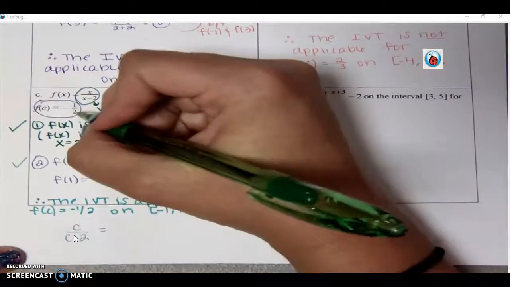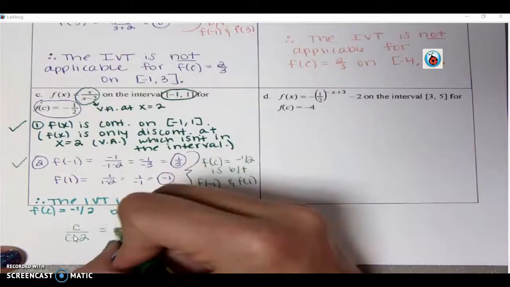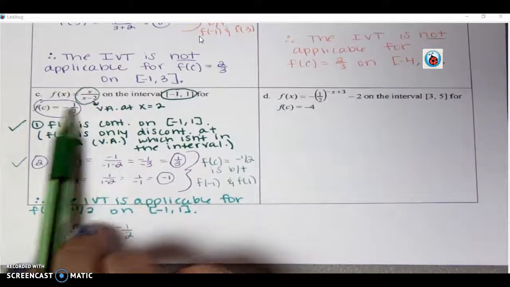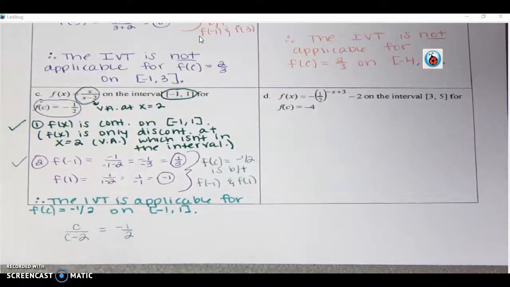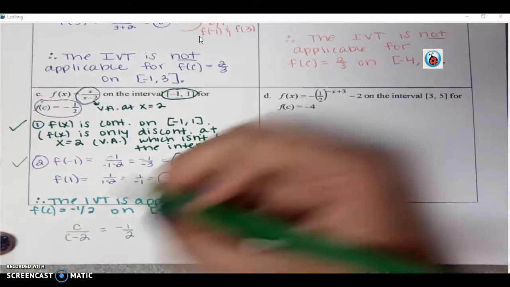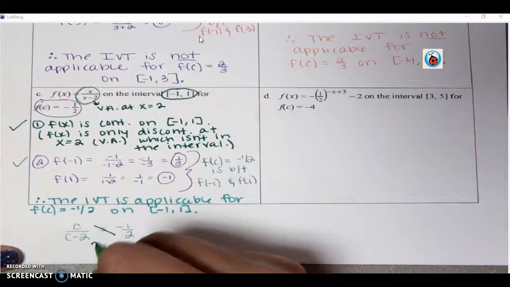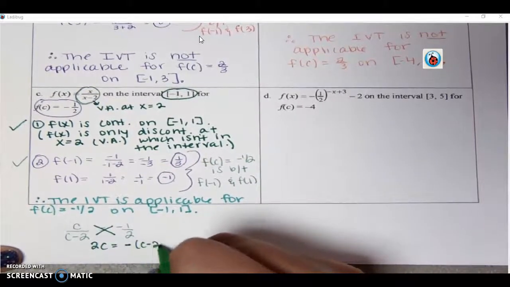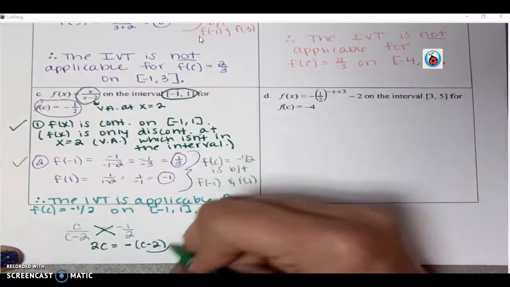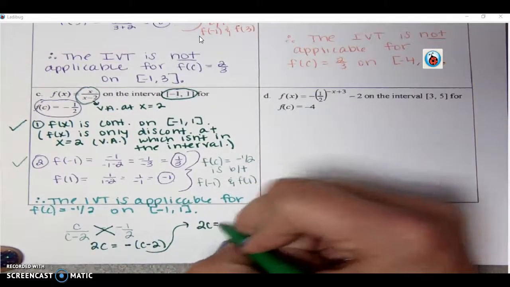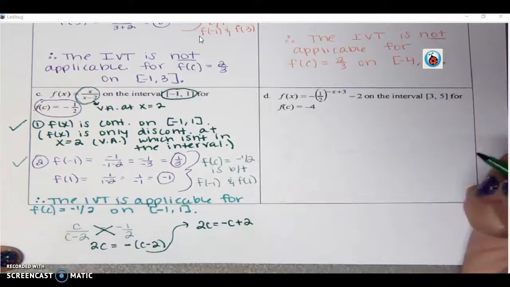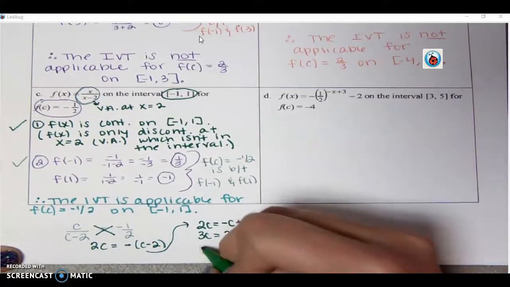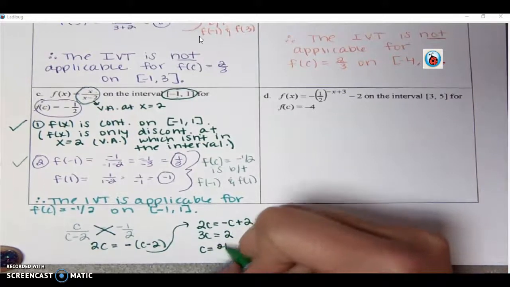Equal to whatever the f of c or the y value is, which is -1/2. So you just take your equation, replace it with c's, and set it equal to the y value. And then you just solve however you would solve algebraically. I'm going to cross multiply. So this would be 2c equals negative times c minus 2. So 2c equals negative c plus 2, or 3c equals 2. So c would just be equal to 2/3.